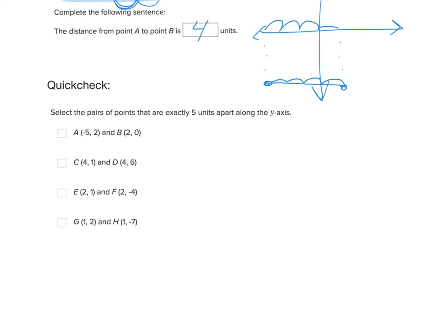All right, your turn. Do this quick check problem. Select the pairs of points that are exactly 5 units apart along the y-axis. So any of the pairs that are exactly 5 units apart. Okay, just write down the ones that are and be ready to move to the next station. Good luck.